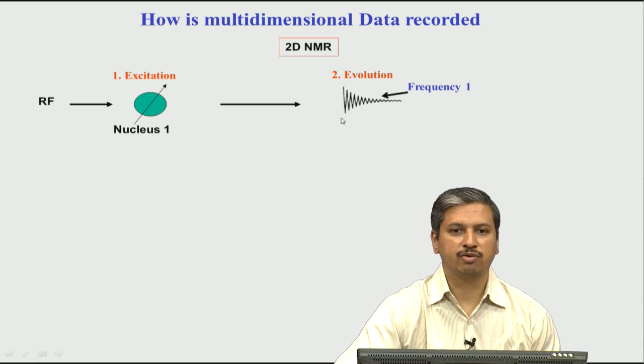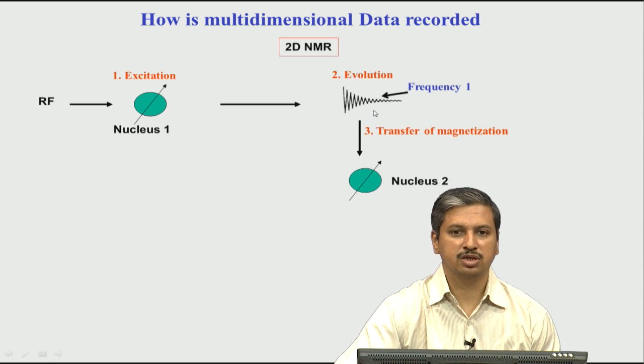In 2D what we do is we allow it to evolve. This is the word used, evolution. Remember, please do not confuse this with the evolution we use in biology, that is called Darwin's evolution. That is a completely different concept. Here the word is just used for evolving a chemical shift. That means the chemical shift oscillation will start after you remove the pulse, and this is because of the relaxation and chemical shift.